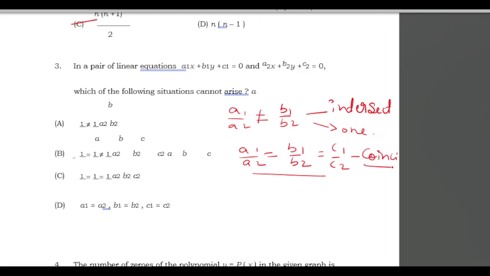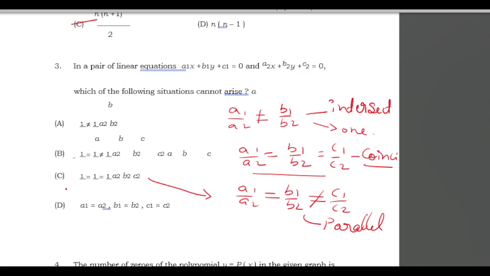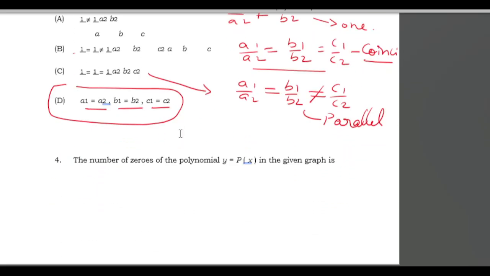Coincidence, many solutions. And the third case is if a1 by a2 is equal to b1 by b2 and it is not equal to c1 by c2. This is called as parallel lines, no solution. And option D is the right answer for this question, because a1 is equal to a2, b1 is equal to b2, and c1 is equal to c2 does not arise in this question.